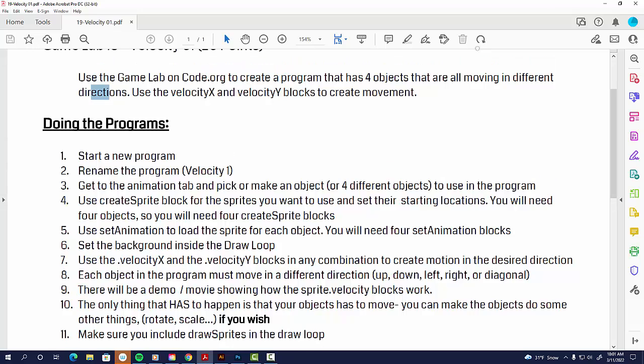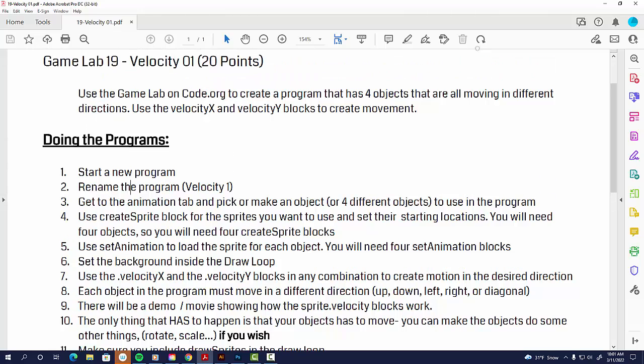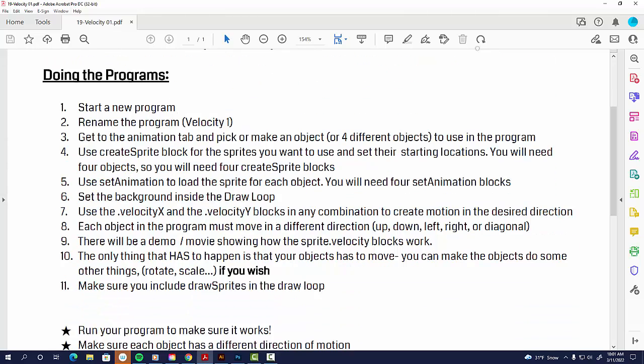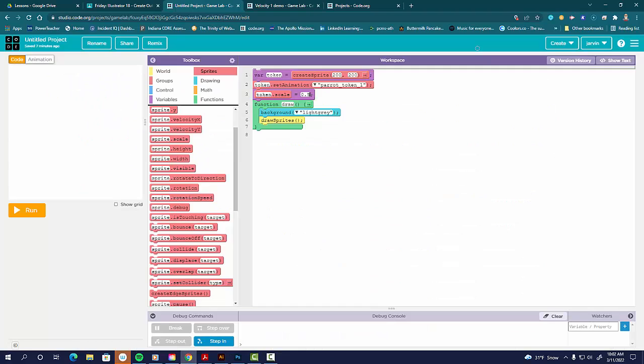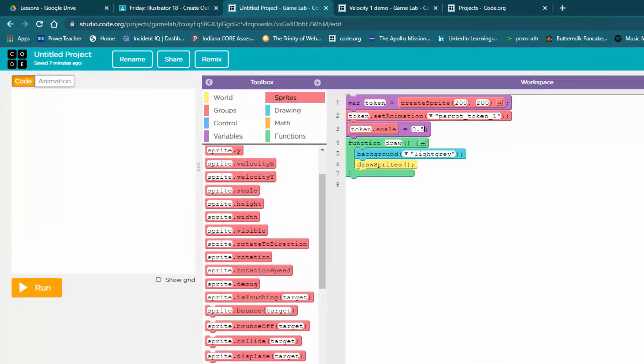I've got some instructions here, but I'm not going to read that to you. I'll show you what it looks like in the game lab. All right, now let's look. This is not the assignment, but let's look at this first. Let's look at how these blocks work.